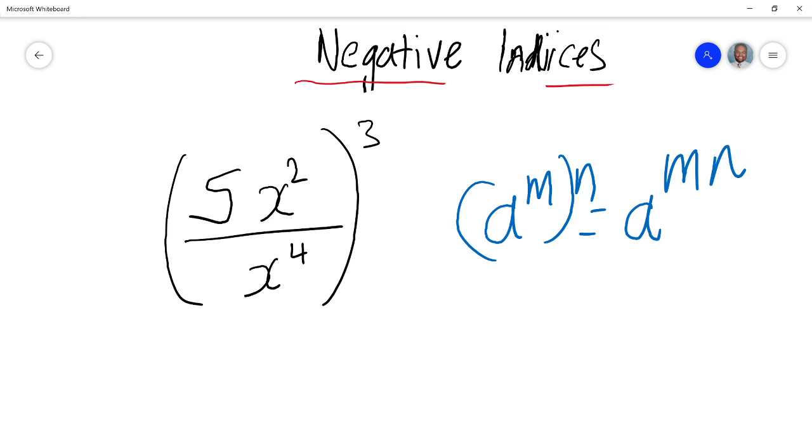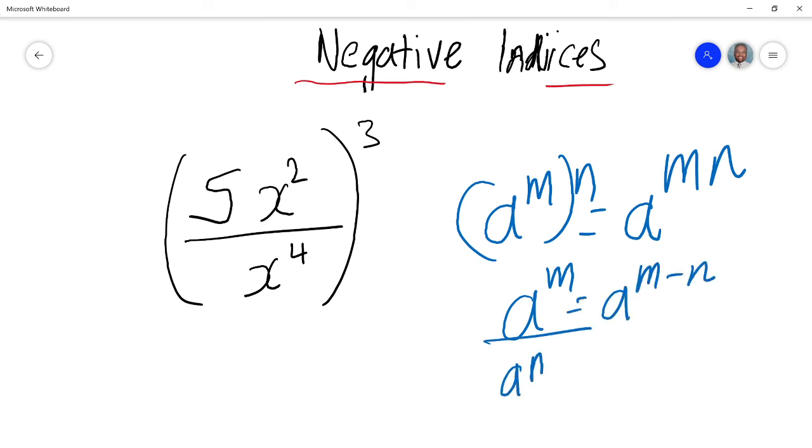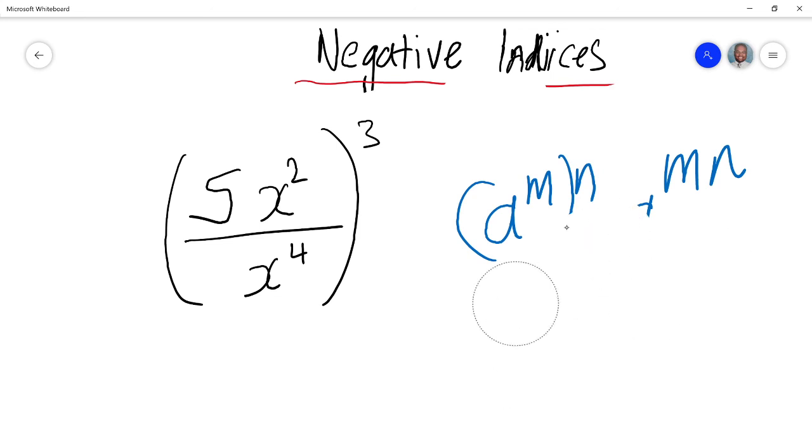All right, and I think we can also apply a division rule, which is say a to the power m over a to the power n is the same as a to the power m minus n. All right, so you can see we've got 2 different rules to apply, and I can also foresee we can have a negative index as well here. So let's progressively work through this question.